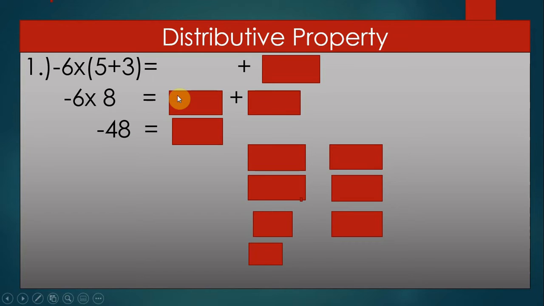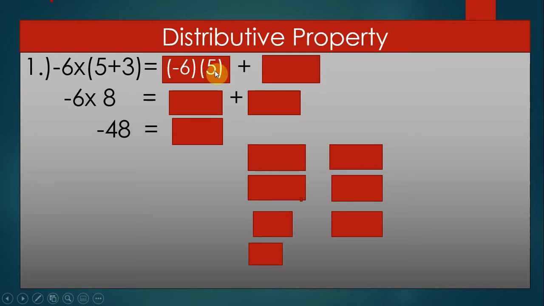Now, how will this look when we solve it with distributive property? Distributive property comes from the root word distribute. So you are to distribute negative 6 to 5 and to 3. That would be negative 6 times 5 and negative 6 times positive 3. Here it is.